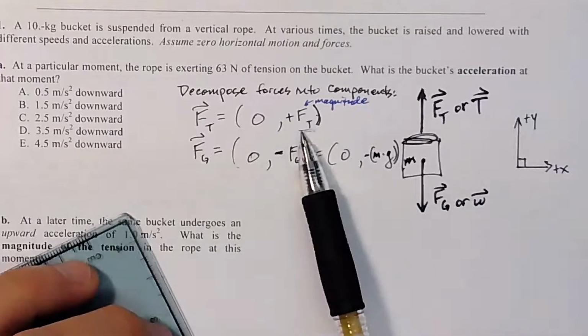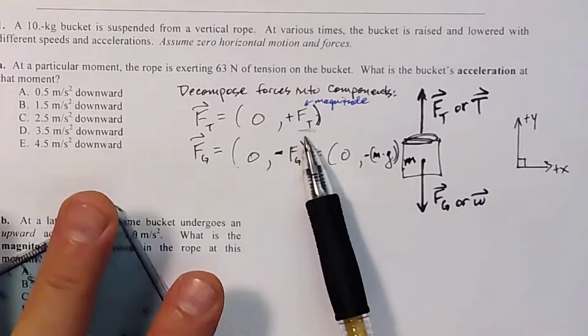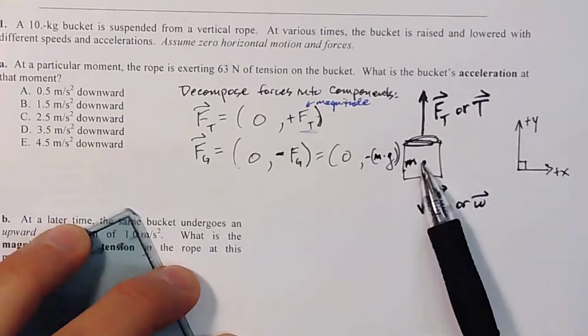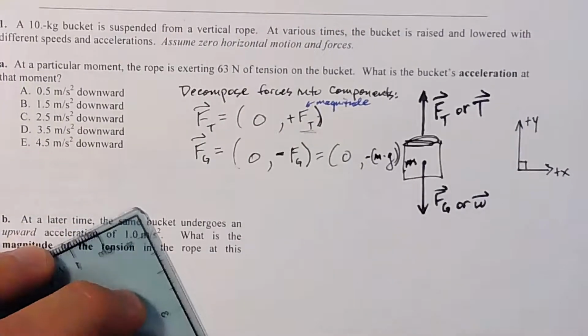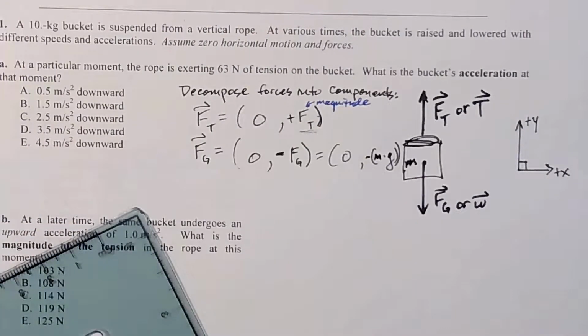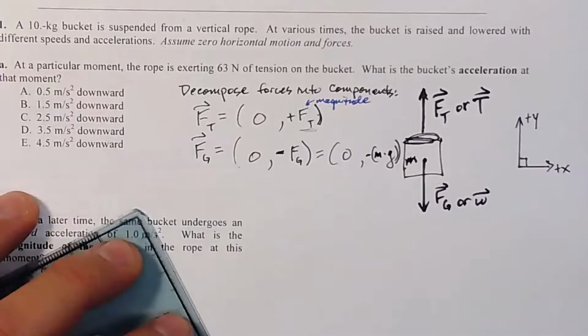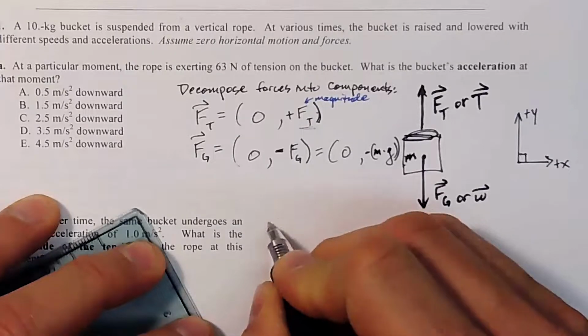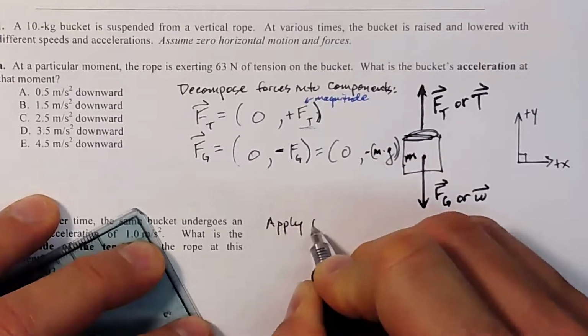Tension, on the other hand, is not fixed. It will vary depending on the acceleration of the bucket, as we will see. All right, that's it. We're done with breaking down our forces into their components. We've inventoried all of our forces. So we're ready to go on to the last step, which is to apply Newton's second law.